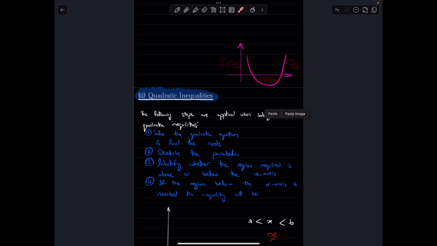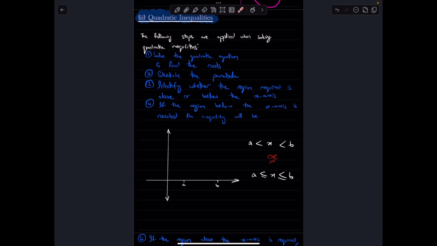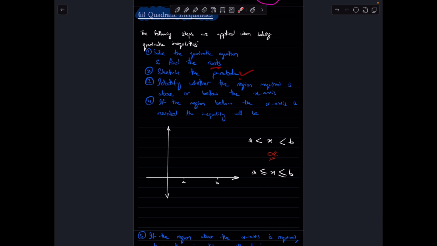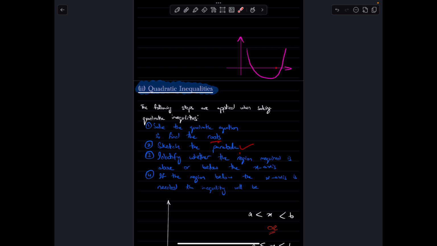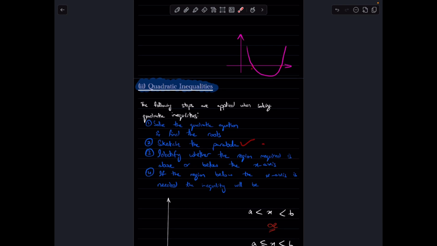And in order to solve a quadratic inequality, the first step would be to find the roots. And the second step would be to draw the parabola. Now, after some practice, you might not feel the need to draw a parabola, but it is always advisable to draw one. And in this case, you won't need to find the turning point as you did in AdMath if you are a student of AdMath. You only need to find the roots and simply draw a parabola.